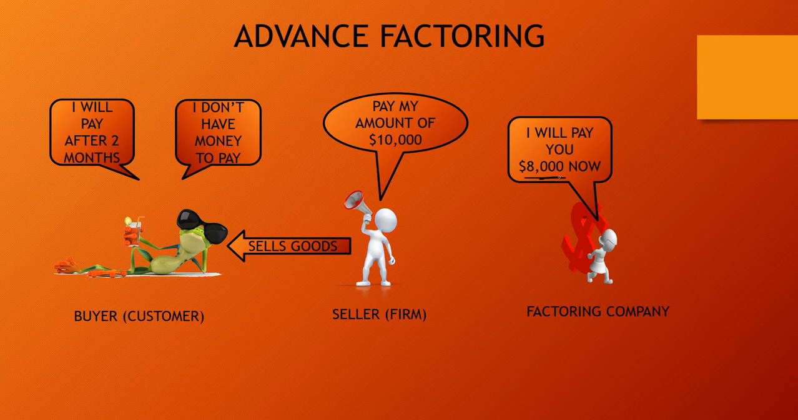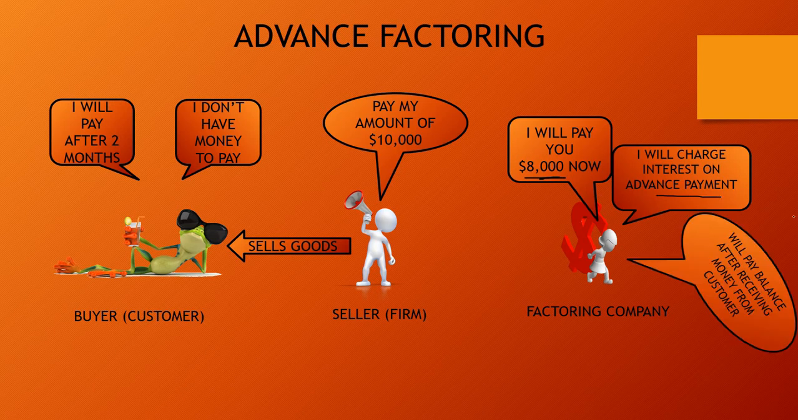Now, if after 2 months this customer is not going to pay back the money, the factoring company will charge interest on this advance payment. And if the buyer pays back the money to the factoring company, then the factoring company is going to deduct its fees and pay the balance to the seller. And if the buyer becomes bankrupt, then in this case, the seller has to pay back 8,000 to the factoring company.